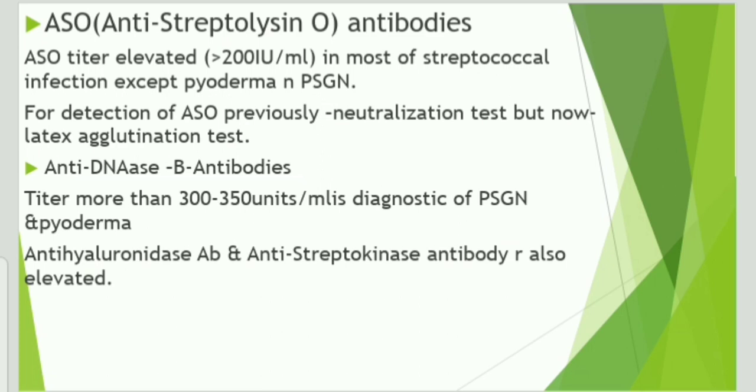Now let's see how we will diagnose pyoderma and PSGN, post-streptococcal glomerulonephritis. It is by the anti-DNase B antibodies. A titer of more than 300 to 350 units per milliliter is diagnostic of PSGN and pyoderma. Other than these, you can observe elevated levels of antibodies like anti-hyaluronidase antibody and anti-streptokinase antibody.